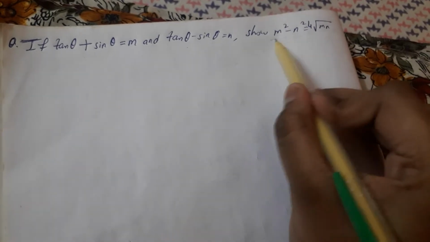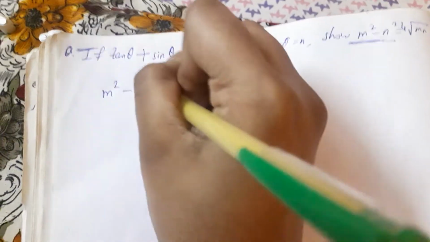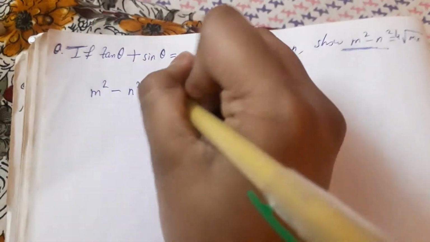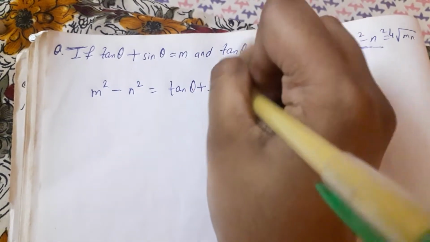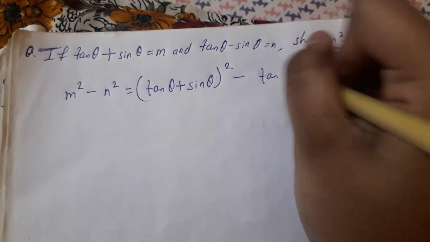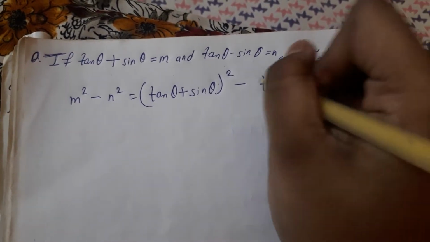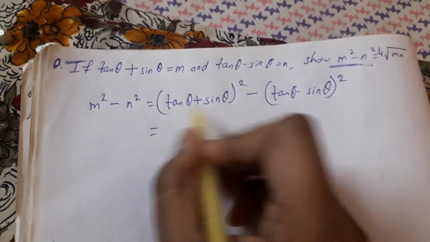Here you have to prove m square minus n square. Now m square minus n square equals, put the values of m and n, tan theta plus sin theta whole square minus n, which is given tan theta minus sin theta whole square. Now split the square formulas. A minus b whole square, a square plus b square plus 2ab.